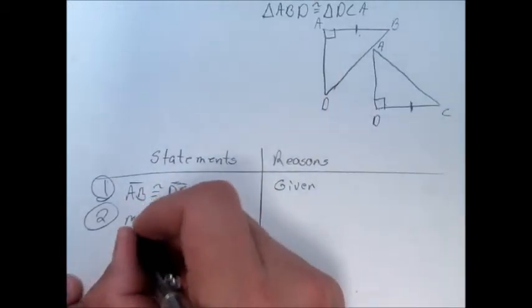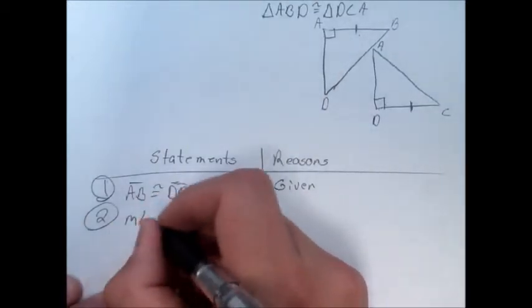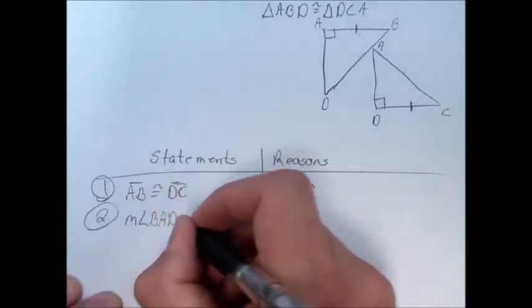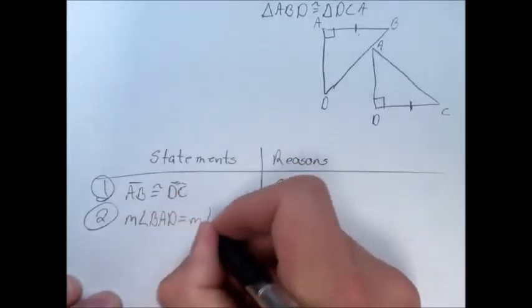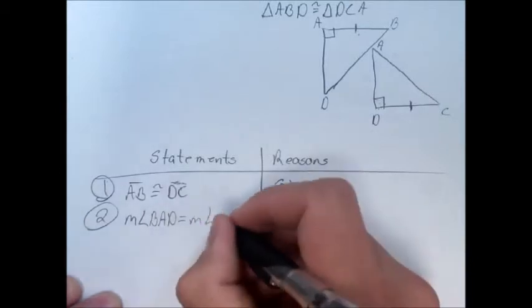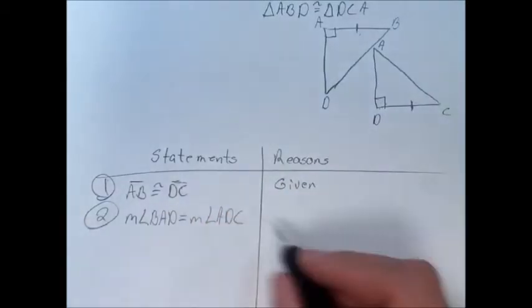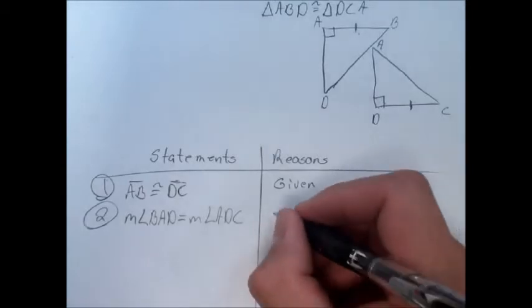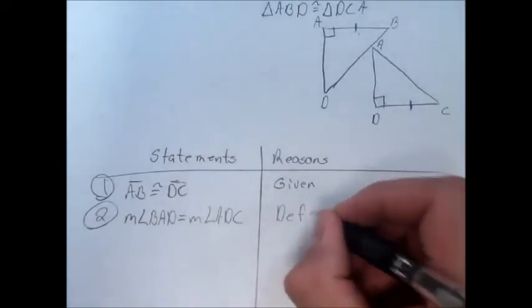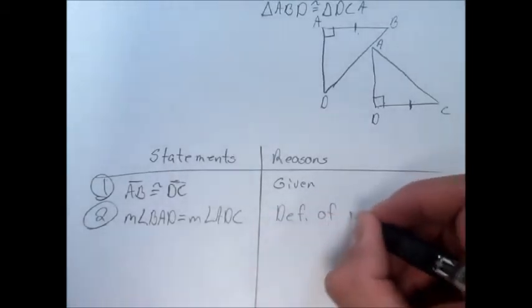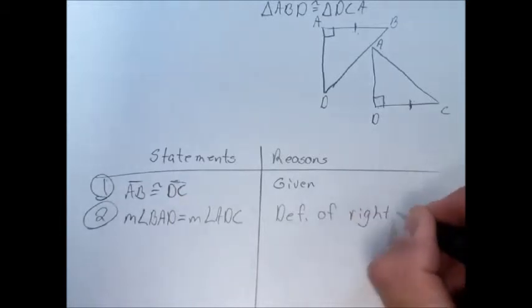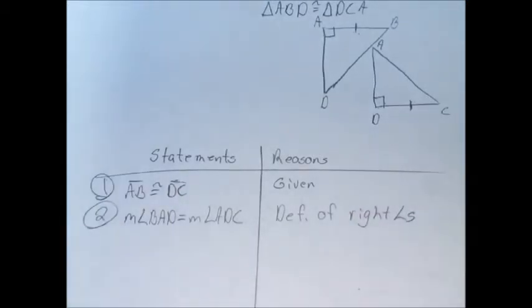So the measure of angle BAD is going to be equal to the measure of angle ADC. And we know that because all right angles are congruent, right? So I would just write in the definition of right angles. Okay, I would just write it in, but it's up to you. If you want to write all right angles are congruent, I will accept that answer, it's fine.